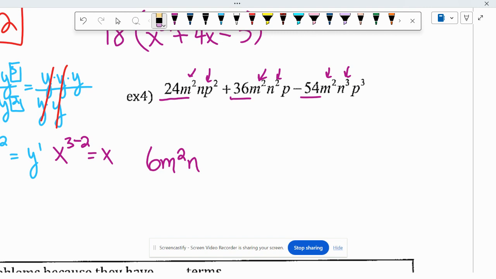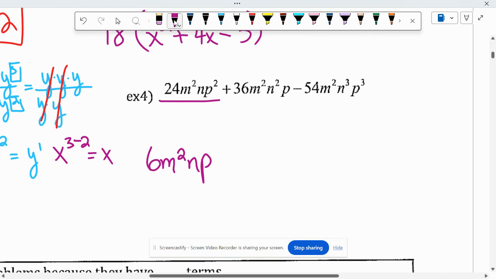And then my p squared, let's see. I have a p squared, a p to the first power, and a p cubed. So the smallest power of p that I can take out is p to the first. So that means that I'm going to divide each term by 6m squared n p. Each term.